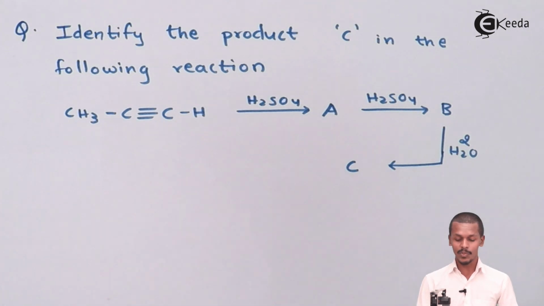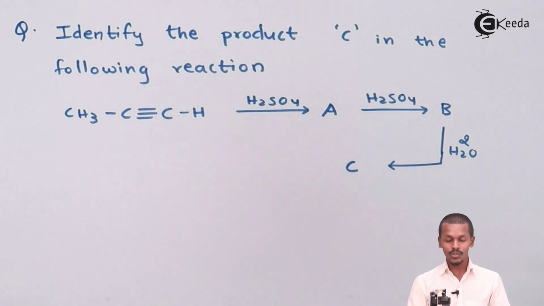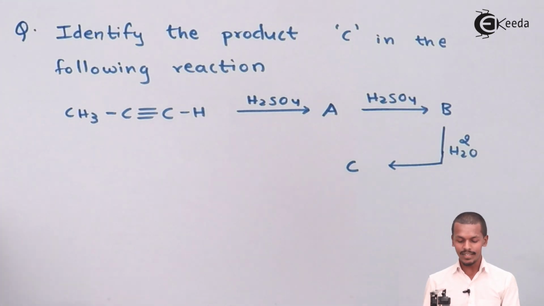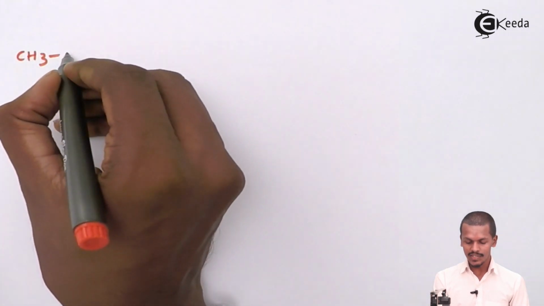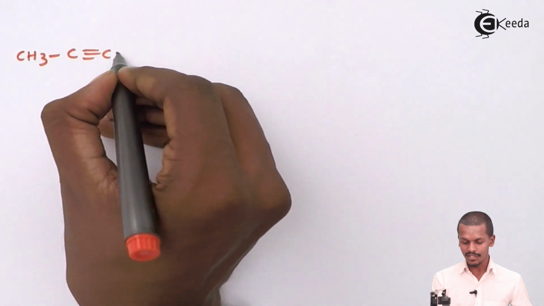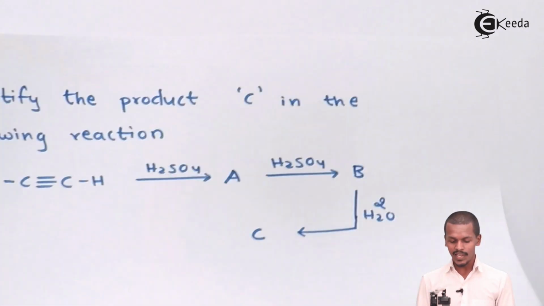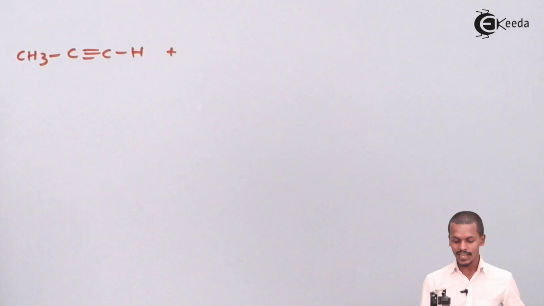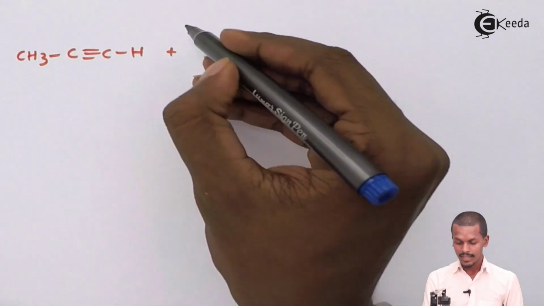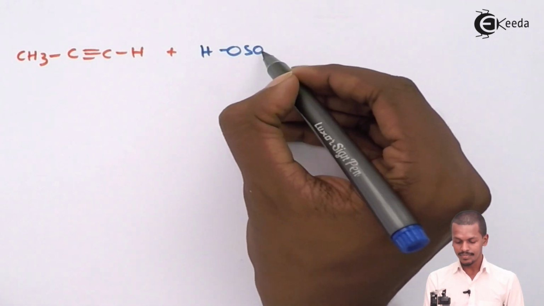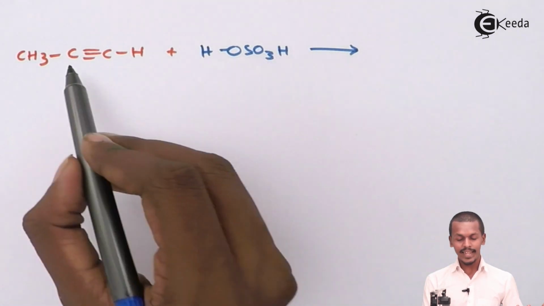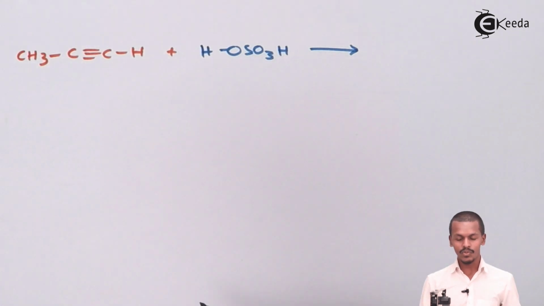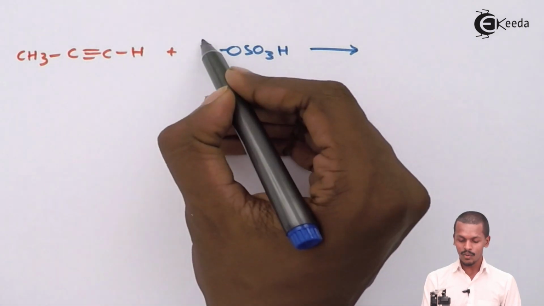In this case the reactant provided to us is propyne, and the propyne should undergo a reaction with sulfuric acid. Propyne is written as CH3C triple bond CH. Sulfuric acid can be written as HOSO3H. As we know, the negative part will attack the carbon atom which has fewer hydrogen atoms, and the hydrogen atom will attack the other carbon atom.